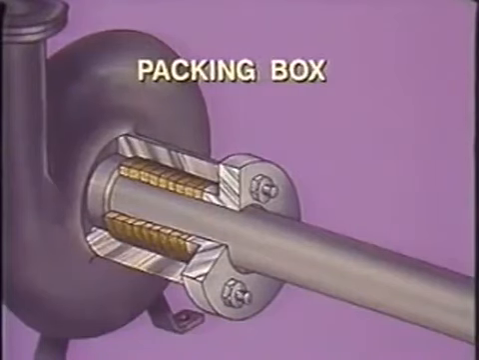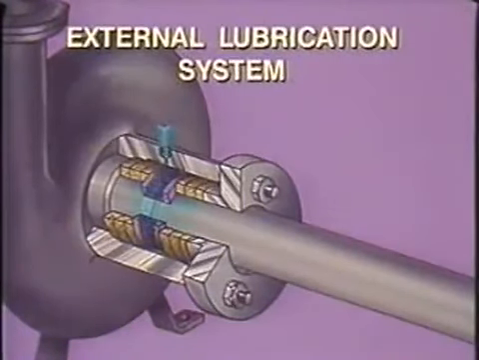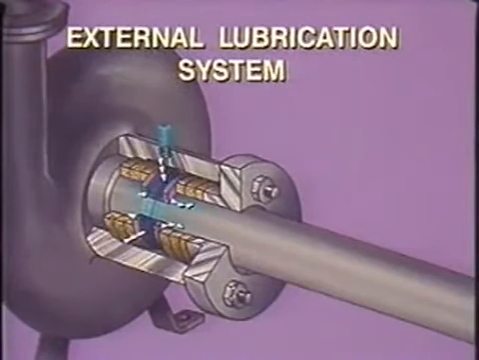The packing may be lubricated by the pump liquid that leaks into the packing box, or an external lubrication system may be used. In this case, a lantern ring is installed at about the center of the packing. The lantern ring has holes in it to allow the lubricating liquid to pass through to the shaft.